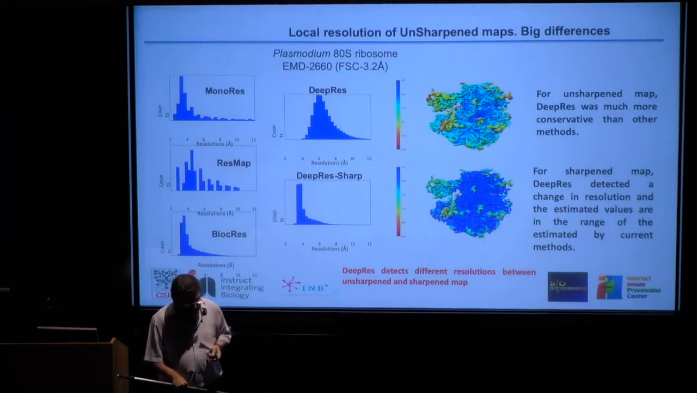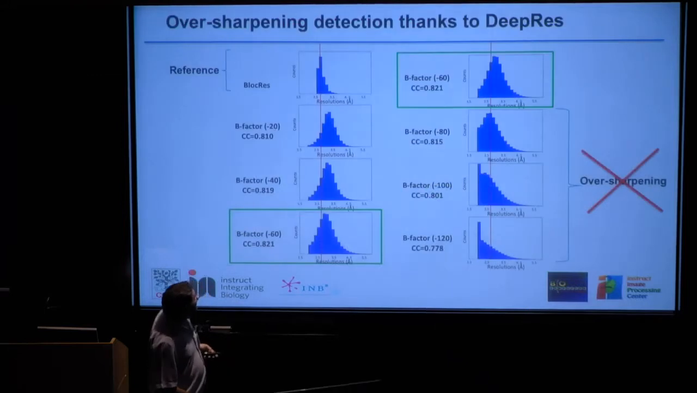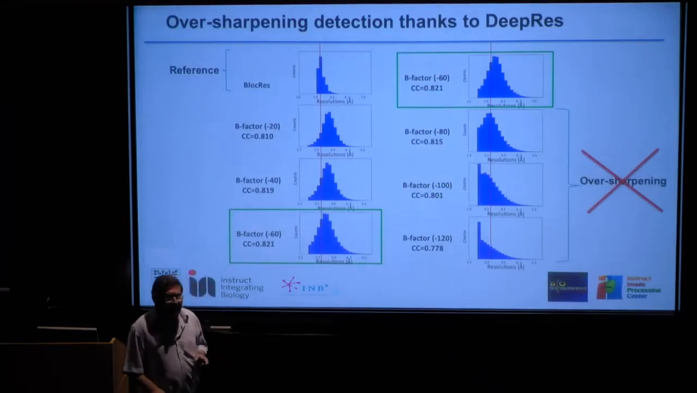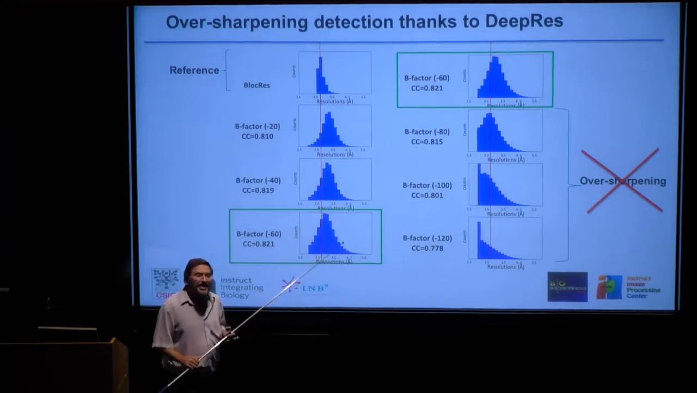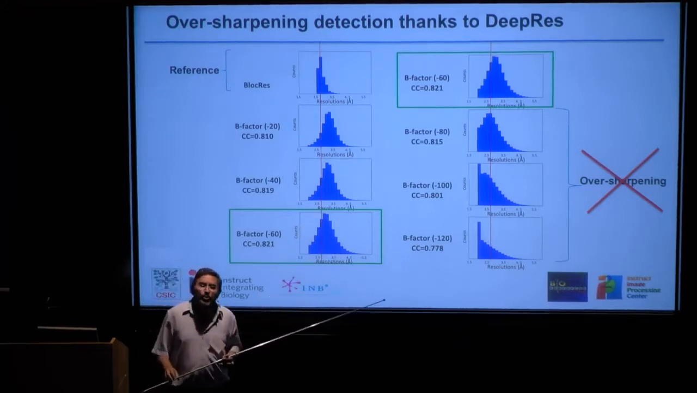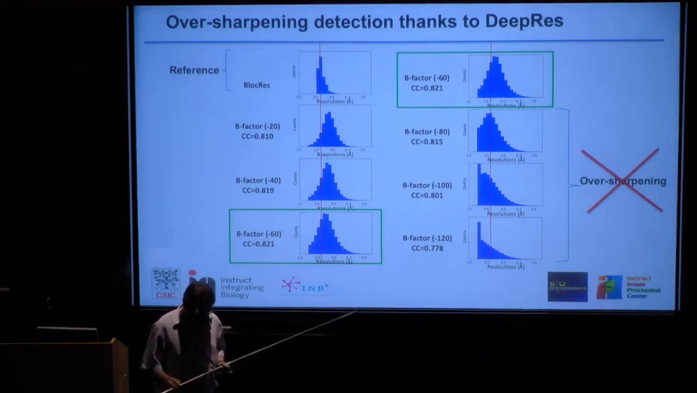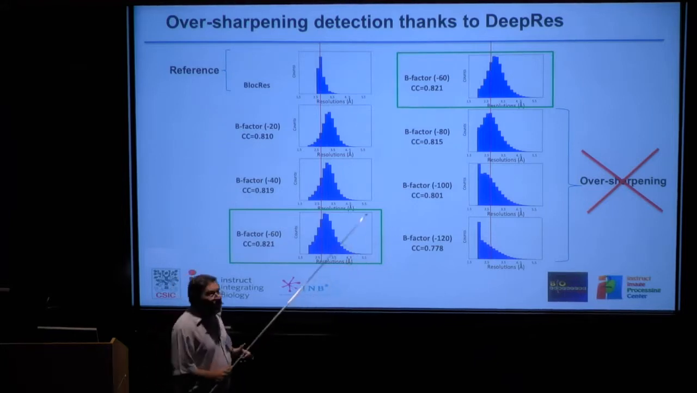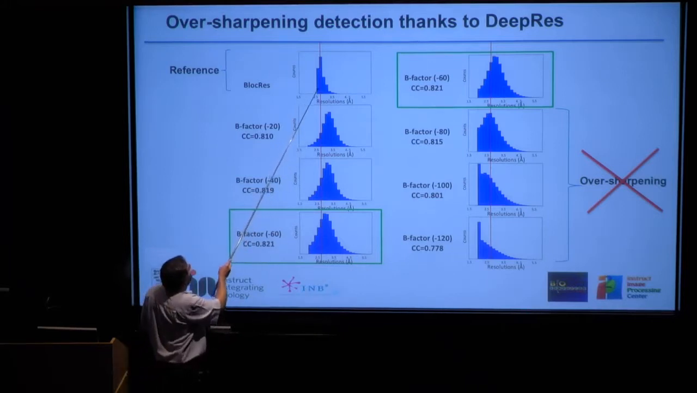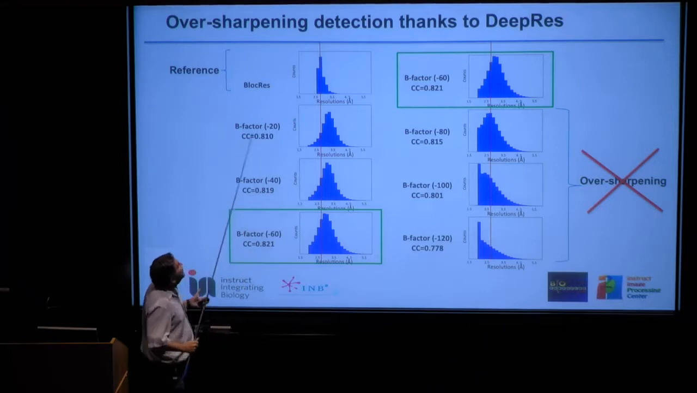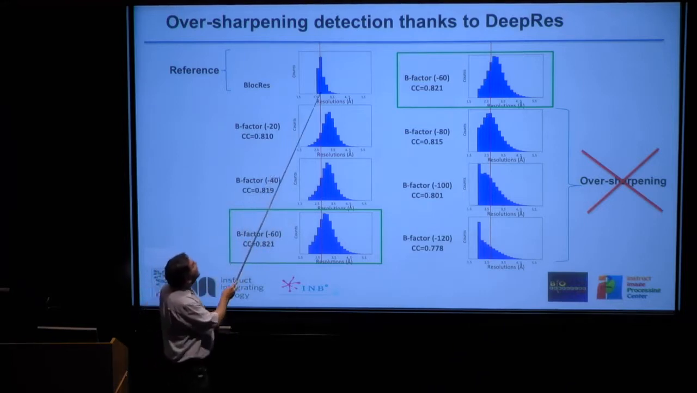This also gave us the idea. Really, this was at the review process, so it is something very, very new. It gave us the idea that maybe this could be used to check on over-sharpening. In the following idea, this is the BlocRes or MonoRes or ResMap of a certain map. It's like that, no matter which general boosting I do.